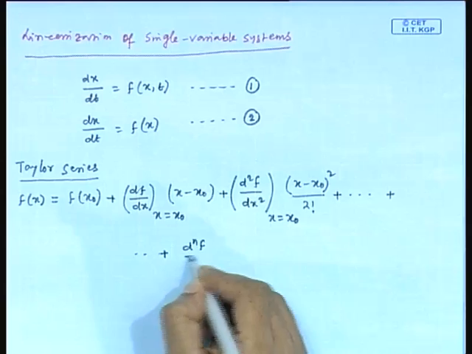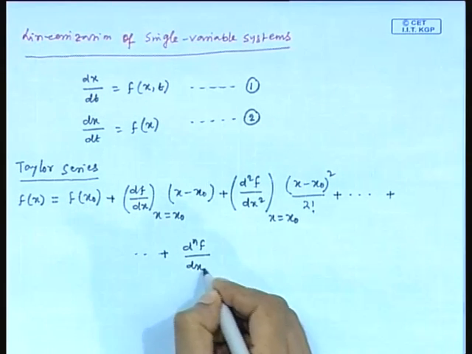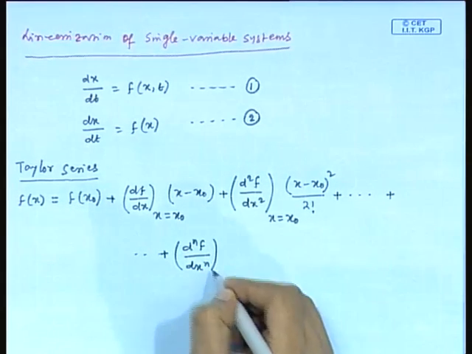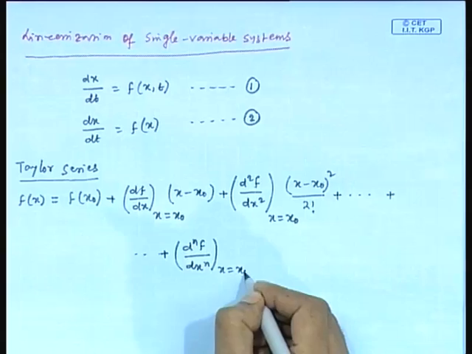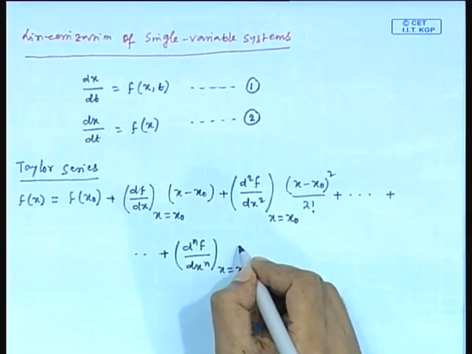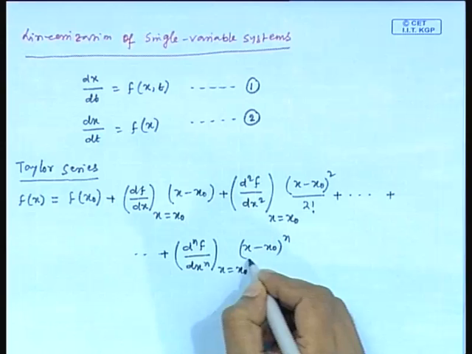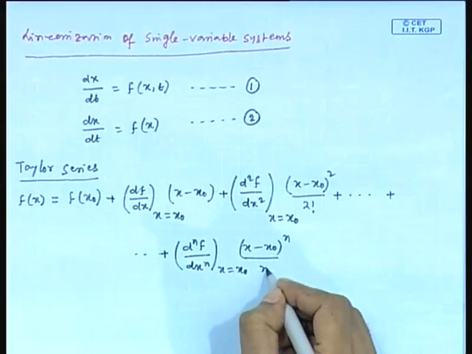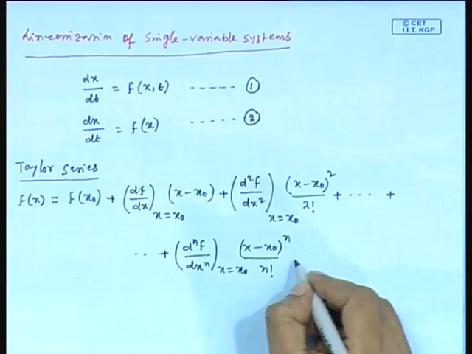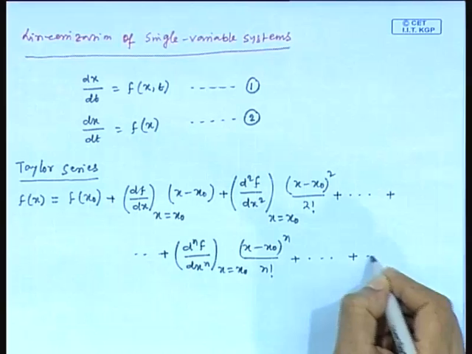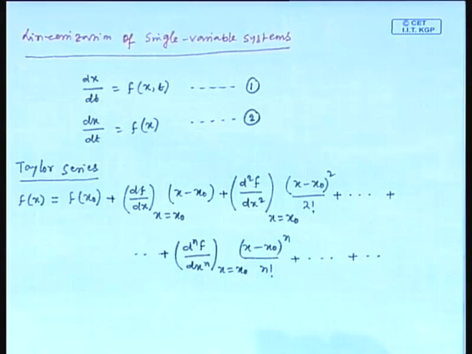dnf dxn at x equals to x naught, x minus x naught to the power n by factorial n, like this. This is the Taylor series expansion of f x.